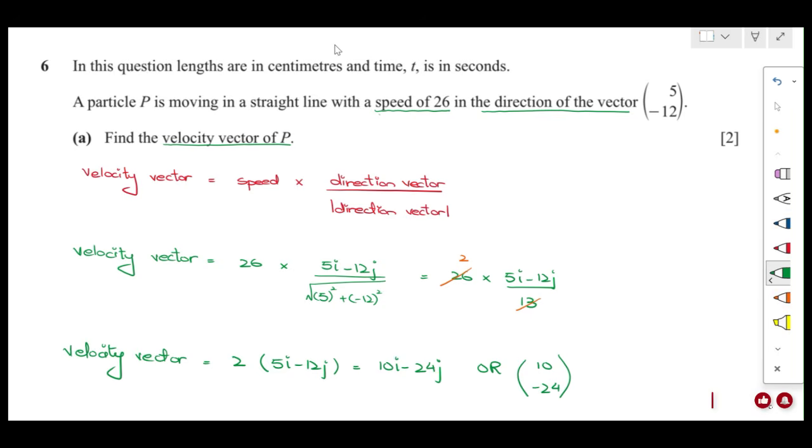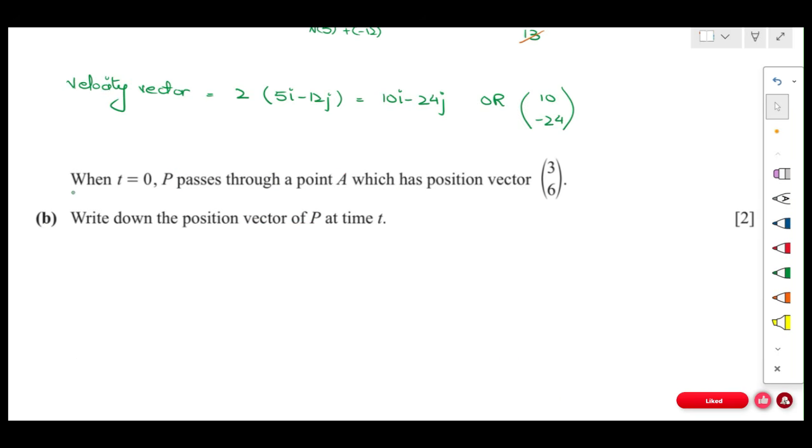Now for the second part, when time equals 0, P passes through the point A, which has a position vector (3, 6). Part B, write down the position vector of P at time t.